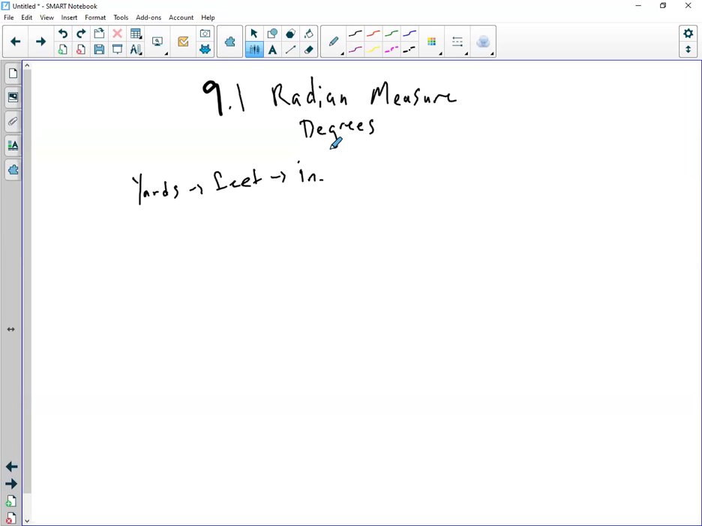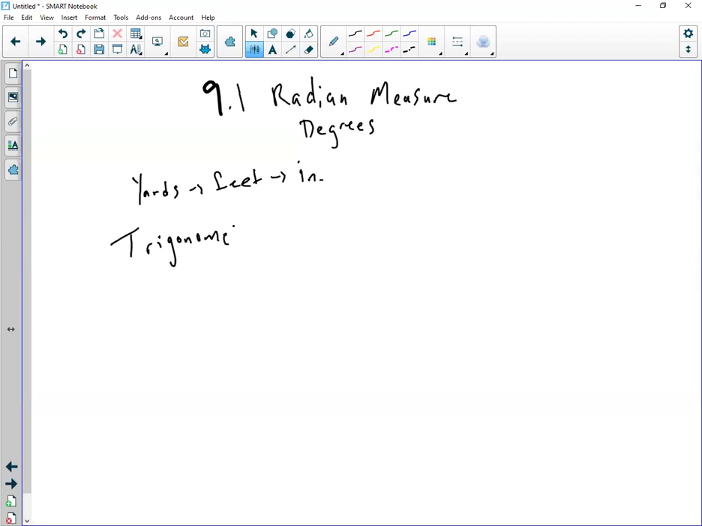So radians and degrees are interchangeable. There are conversions that we can do between those two things. However, sometimes radians are more important, sometimes degrees are more important, okay? But what we're gonna be using these for is the first idea in trigonometry.